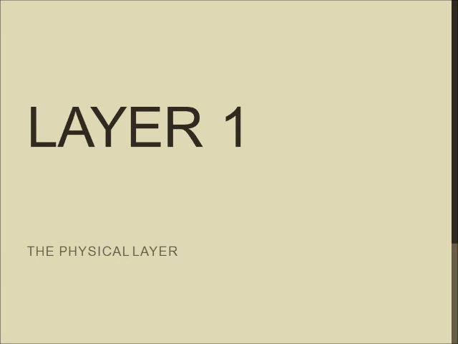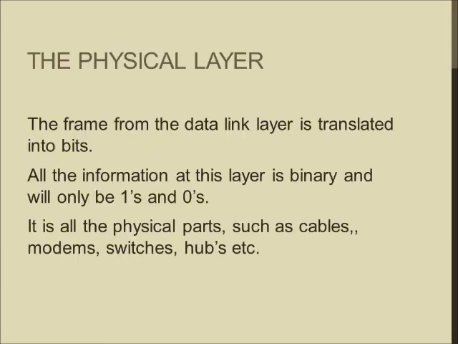Layer 1. The physical layer. At the physical layer, the frame from the data link layer is translated into bits. All the information at this layer is binary and will only be ones and zeros. It is all the physical parts such as cables, modems, switches, and hubs, etc.